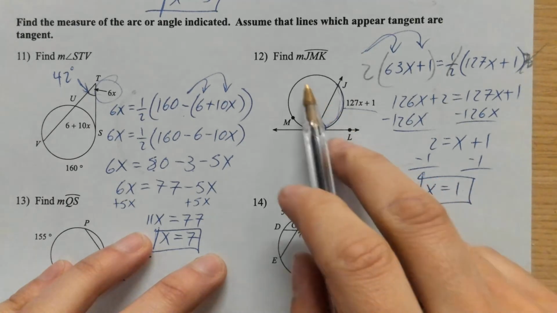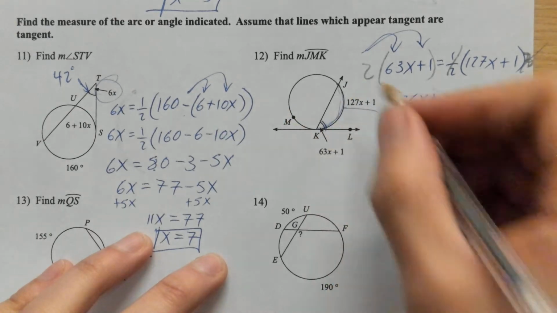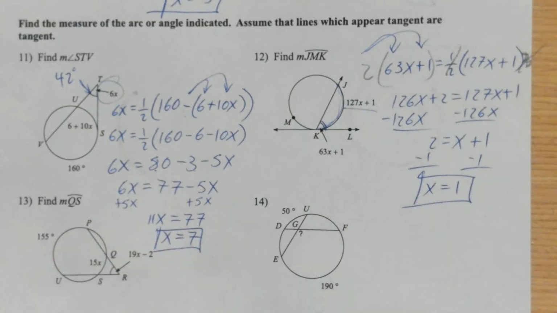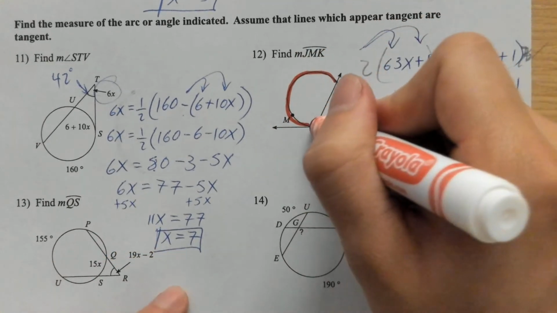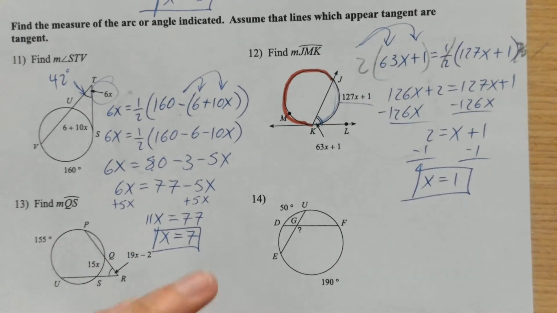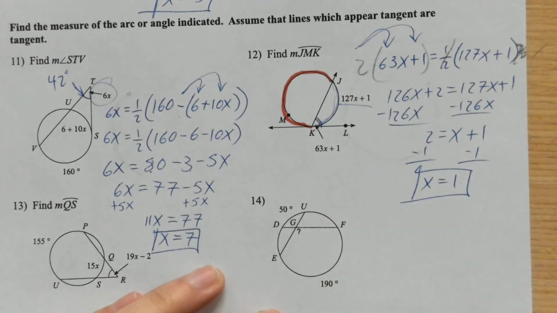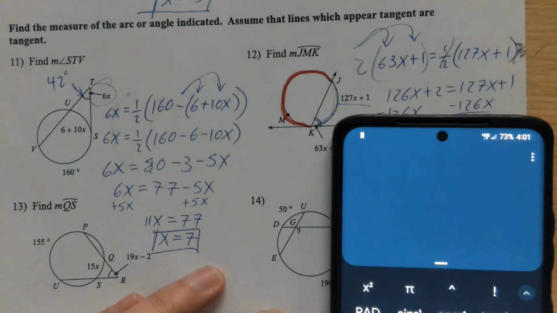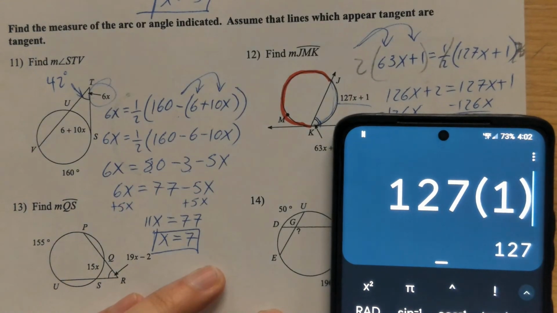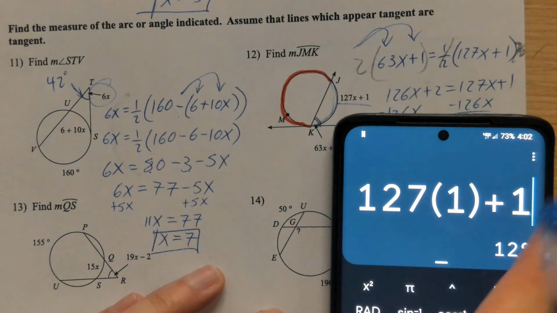So that's it. It's asking me to find the measurement of arc JMK. You gotta be careful for this problem, because we're looking for this arc over here. It seems a little tricky. Well, I need to know the length of this arc on this side. Again, that's pretty easy to find. Let's just use my calculator. I know x is 1, so I'll get 127 times 1, which is 127, and then plus 1. So this arc over here measures 128 degrees.